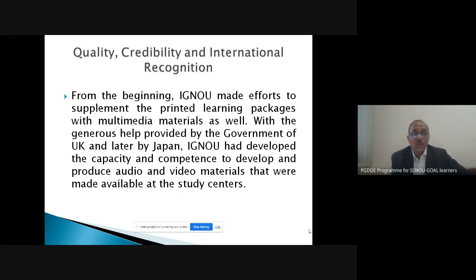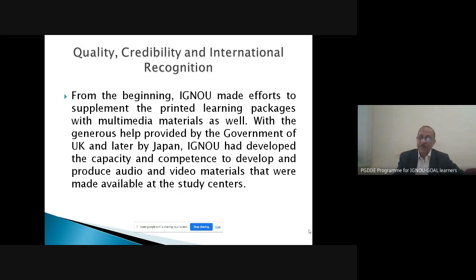We used to get experts from the United Kingdom in the initial years, from the UK Open University and the BBC, the British Broadcasting Corporation, who helped us in designing the audio and video programs. The faculty were trained by them initially. After that, of course, we became self-sufficient. And the Japanese government has given a lot of grants to establish the studios. We need good audio studios, we need video studios. That's how the quality and credibility came.